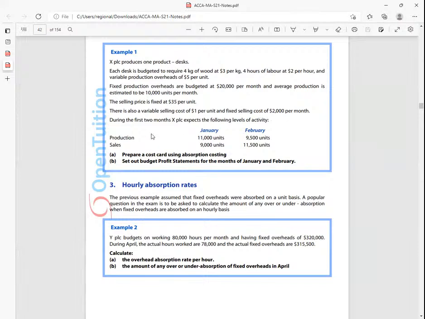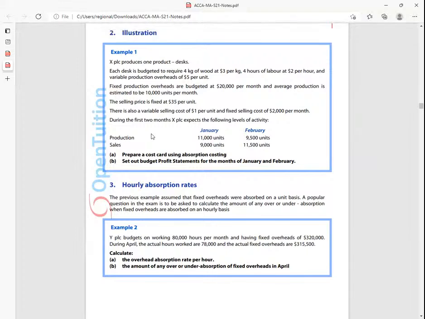During the first 2 months, XPLC expects the following levels of activities. In January, production is 11,000 and sales is 9,000. If you look at January, we have produced 11,000 and we were only able to sell 9,000, meaning that the remainder of units will go into what we call closing stock, closing inventory. So our closing inventory for January will be 2,000 units.